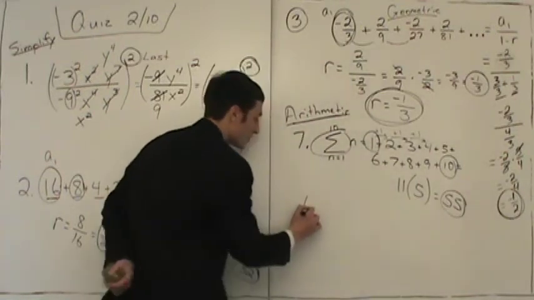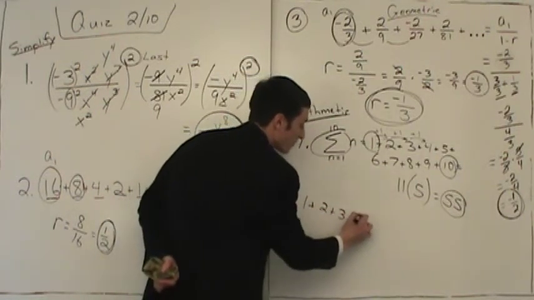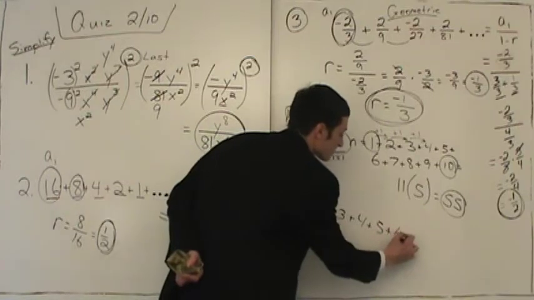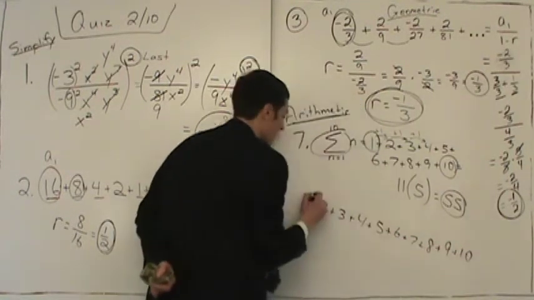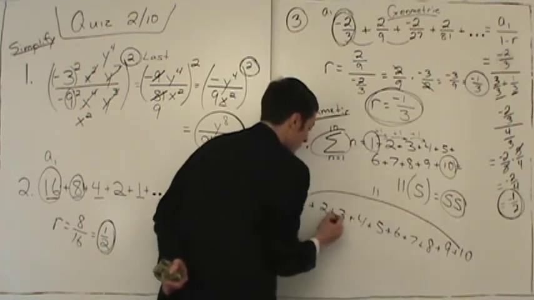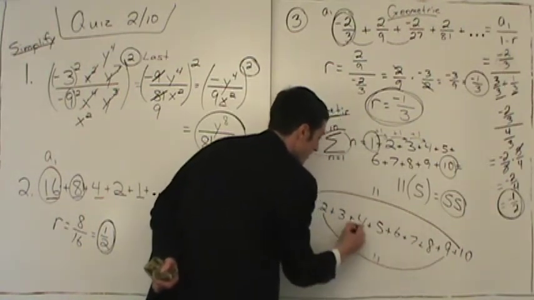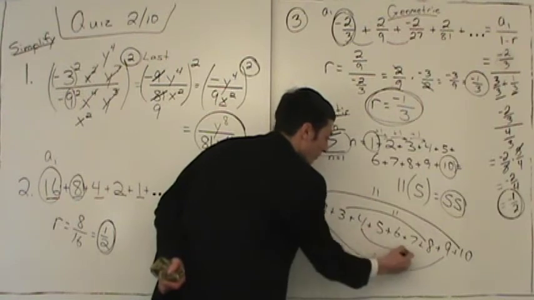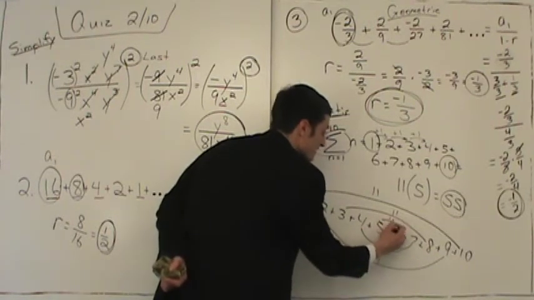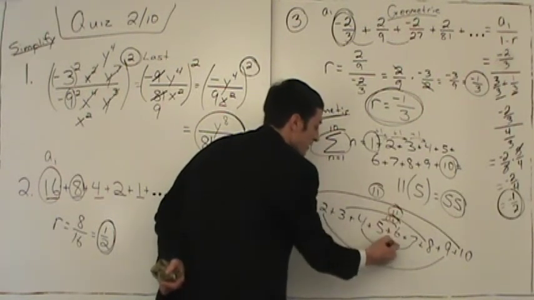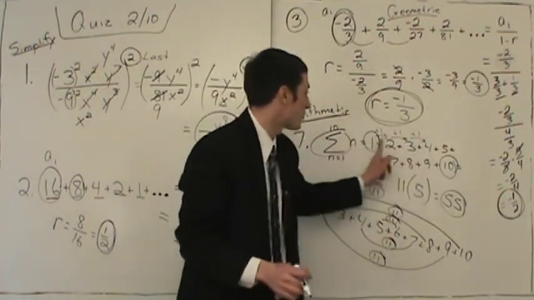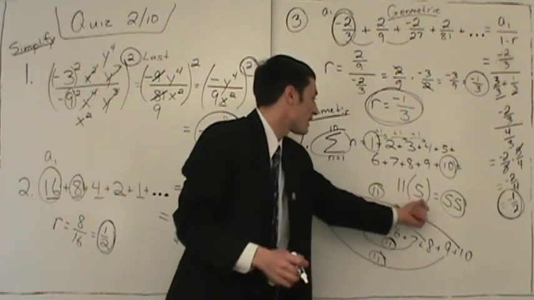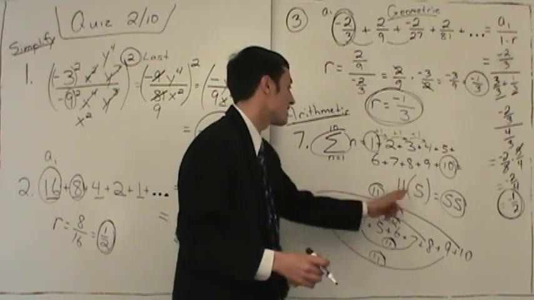Again, just to show you, 1 plus 2 plus 3 plus 4 plus 5 plus 6 plus 7 plus 8 plus 9 plus 10. We can pair them: 1 plus 10 is 11, 2 plus 9 is 11, 3 plus 8 is 11, 4 plus 7 is 11, and 5 plus 6 is 11. We end up with five 11s. So it's faster to just take the first number, add the last, 1 plus 10 is 11, and multiply by half the number of terms. Since there were 10, you multiply by half.